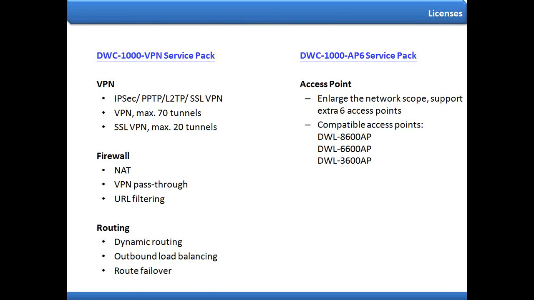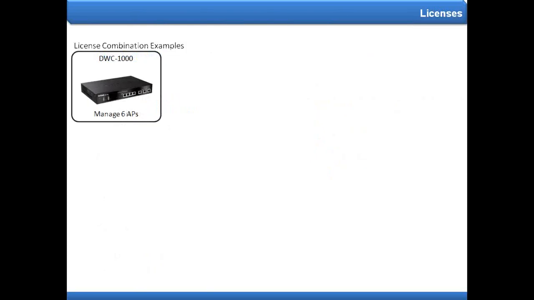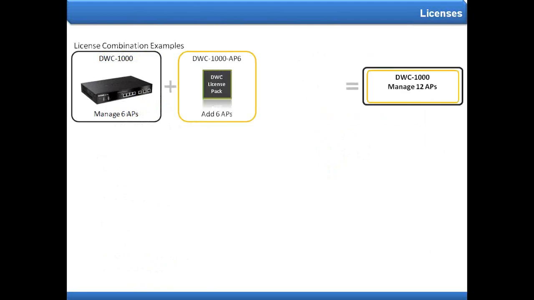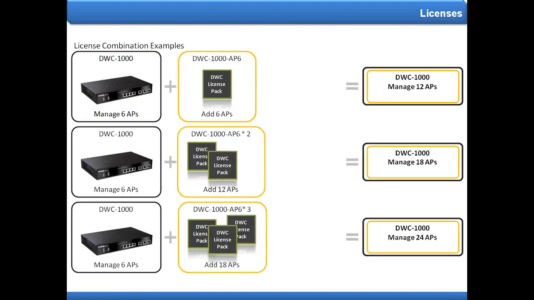And as I said, the DWC 1000 AP6 license allows you to enlarge the capacity of the DWC 1000 access points to a maximum of 24. So what this means, if I purchase the DWC 1000, I can manage up to 6 access points. If I add on the DWC 1000 AP6 license, that will allow me to manage a maximum of 12 access points. Then if I add on 2 DWC 1000 AP6 licenses, it allows me to manage a maximum of 18 access points, including the 6 that come default on the unit itself. And then if I add a maximum of 3 AP6 licenses, it allows me to manage a maximum of 24 access points, including the default 6 access points that are supported on the unit.